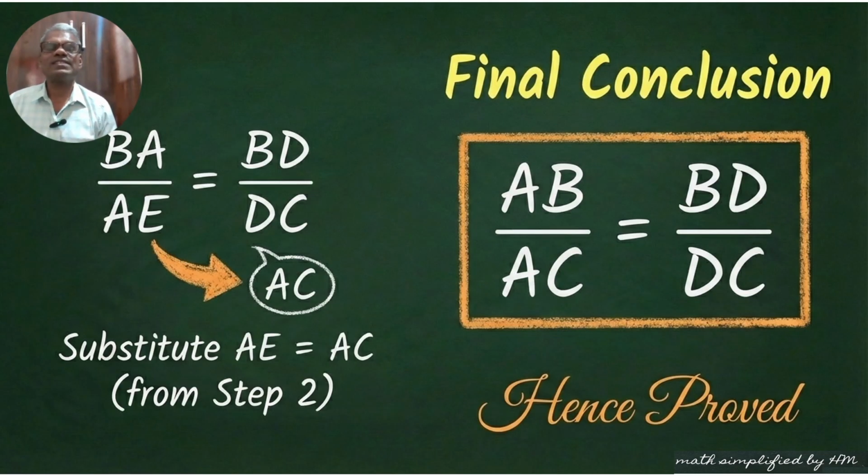Now, we are one step away. What we have to prove? By the basic proportionality theorem, we have BA upon AE is equal to BD upon DC. And in the previous step, by the isosceles triangle property, we have AE is equal to AC. From these two, replacing AE with AC, we get AB upon AC is equal to BD upon DC. Hence, we have proved the angle bisector theorem.